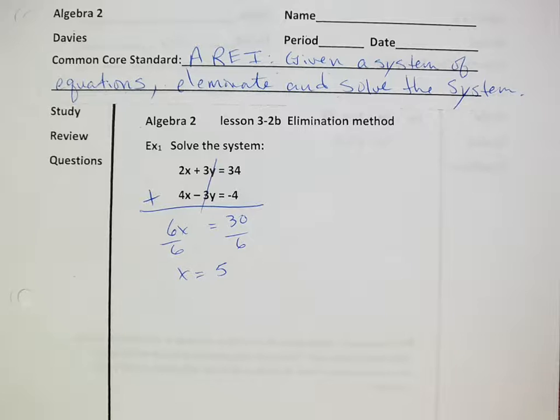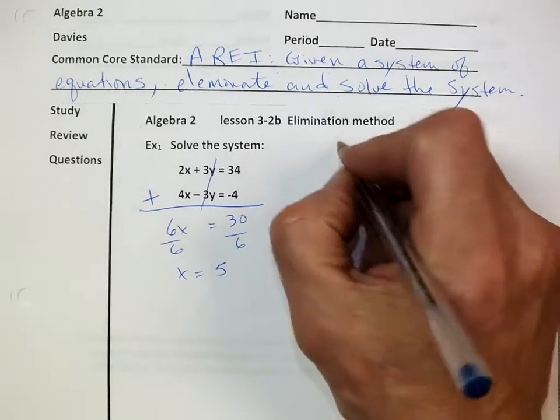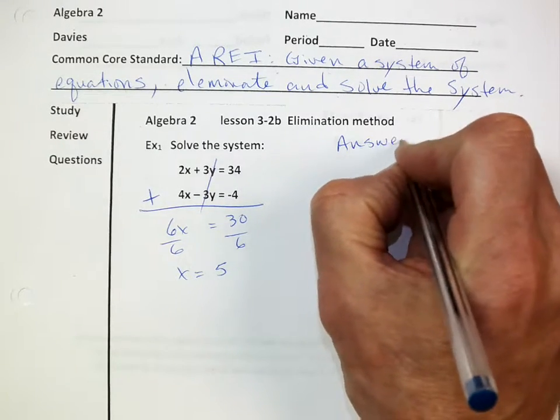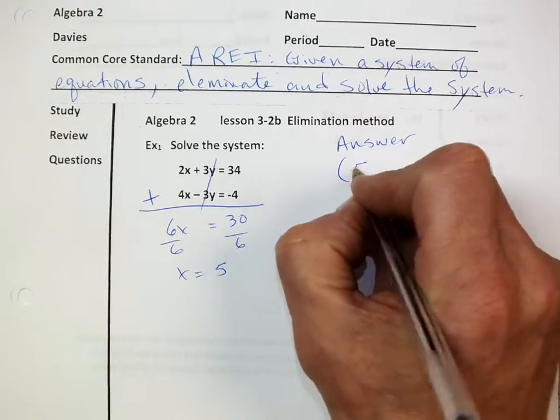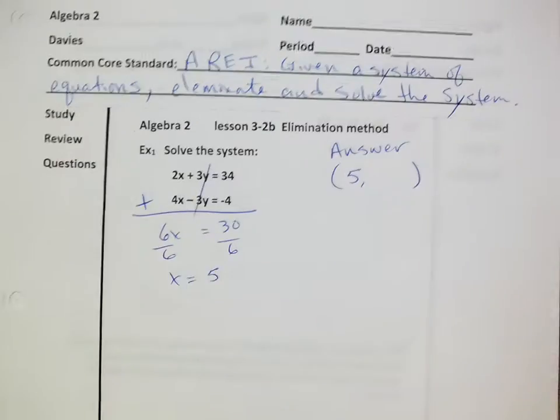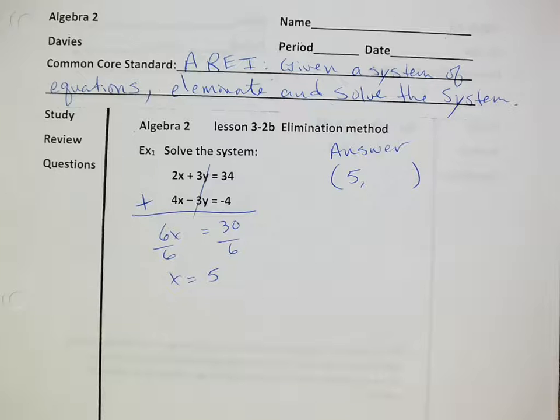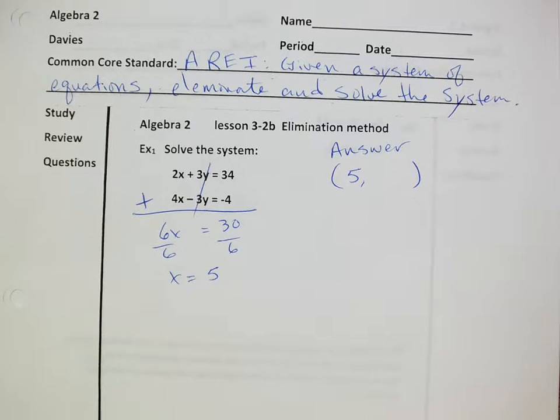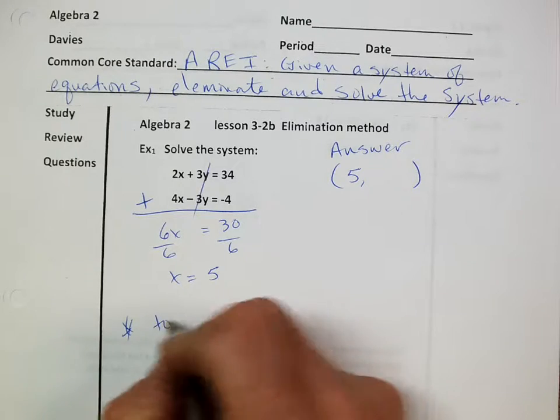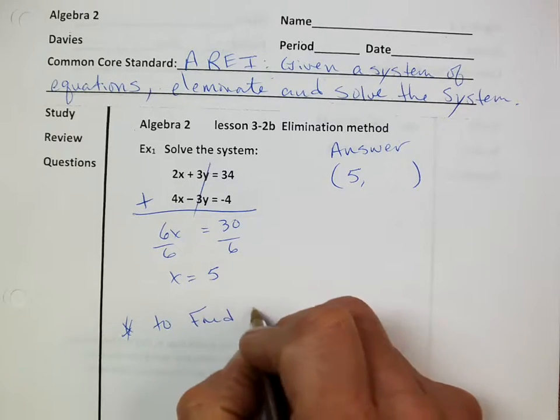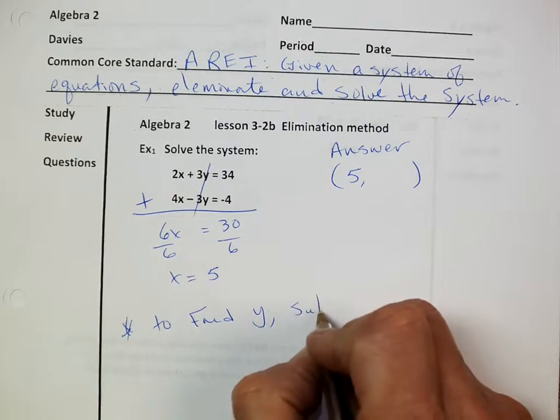Now, of course, we're always trying to find the point of intersection because what we really have is two lines, so we need a y value. So our answer is a point. So what we have is 5, something, right? Our answer is going to be the point 5, something. To get this something, let's go back and substitute. Okay, now to find y, substitute.